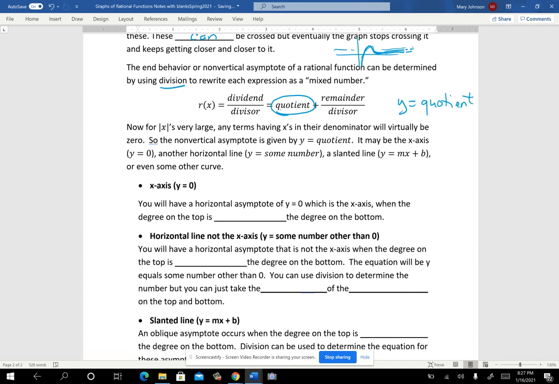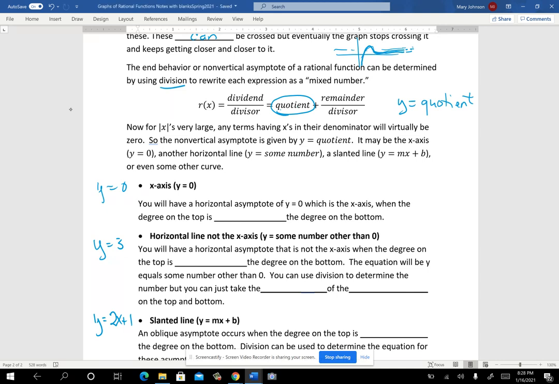Okay, so sometimes that quotient turns out to be y equals 0. Sometimes it turns out to be y equals some number other than 0. Sometimes it turns out to be something linear, like y equals 2x plus 1, but it really can turn out to be any curve. It's just we normally don't deal with the ones where you get something that's a curve and not just a line.